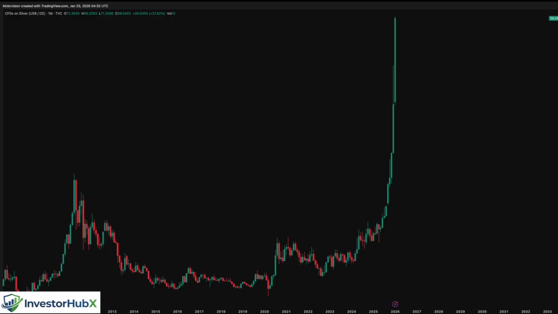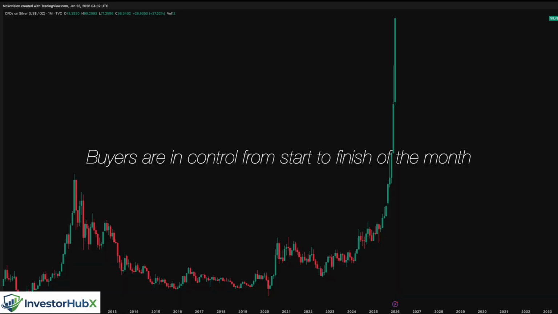This is silver on the monthly time frame. Notice how recent candles are not just bullish, they are expanding in size. Each candle opens near the previous close, travels significantly higher, and closes near the top of its range. This tells us that buyers are in control from start to finish of the month.